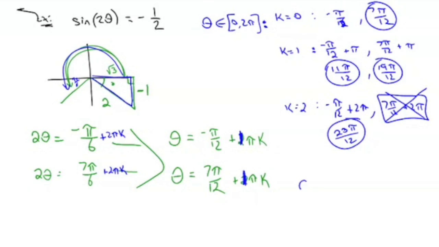So for our solutions, our theta is going to equal, smallest one, 7 pi over 12, 11 pi over 12, 19 pi over 12, and 23 pi over 12. This came up with all the answers that are between 0 and 2 pi.